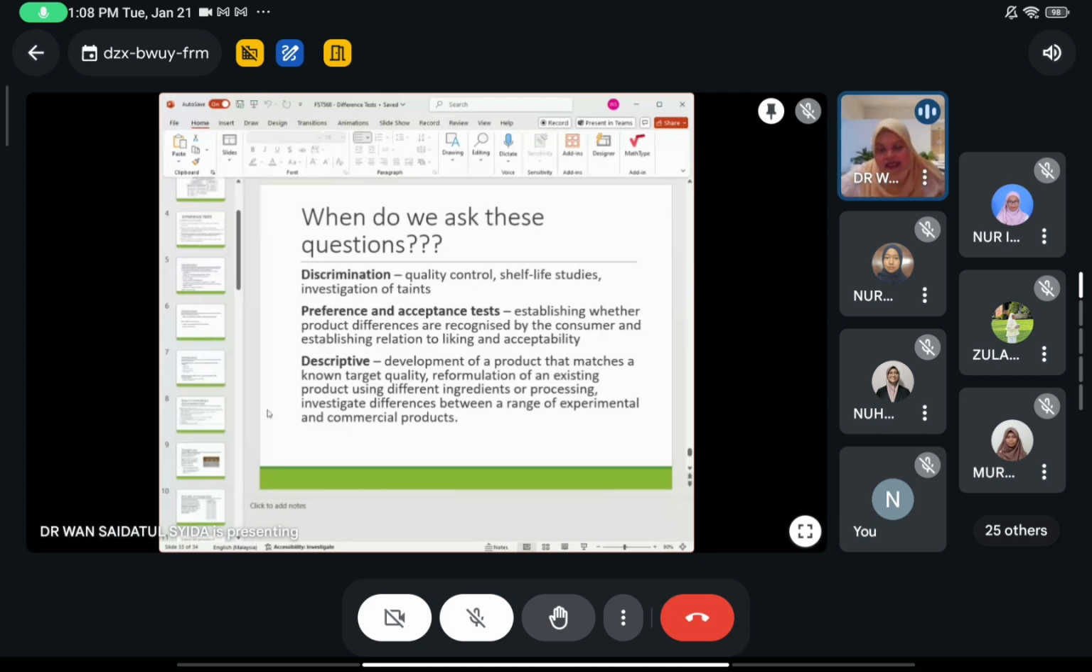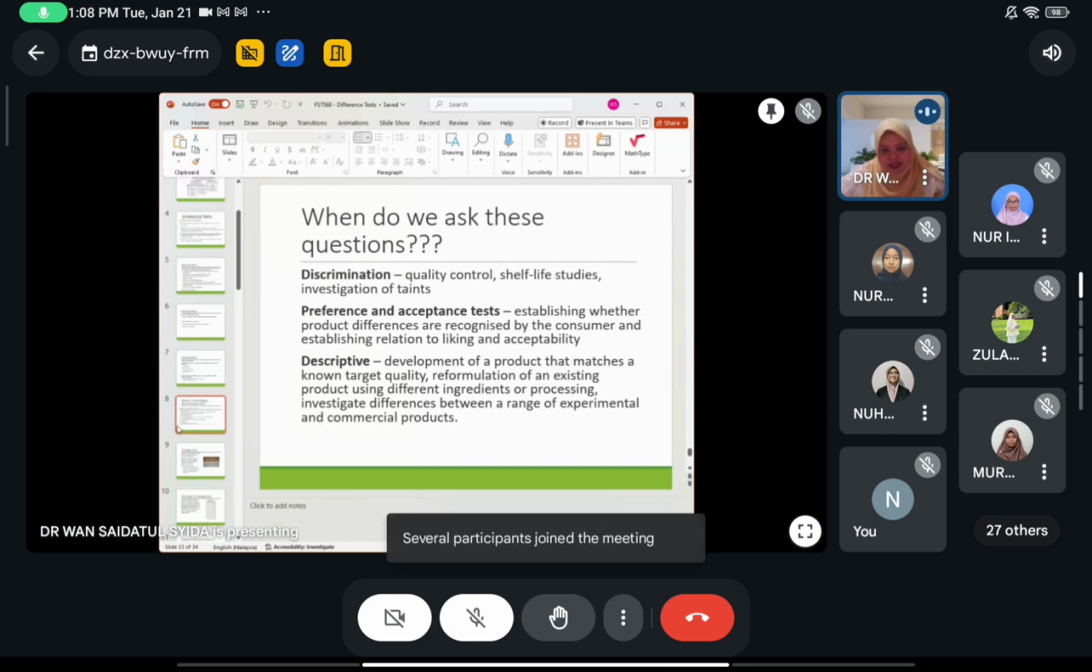Okay, similarity. What are the similarities? Simple paired comparison and multiple paired comparison. What are the differences?